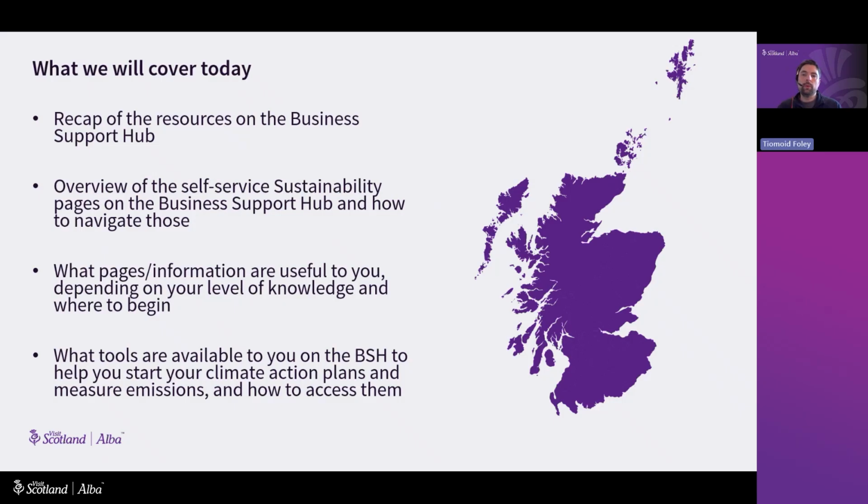What we will cover today is a recap of the Business Support Hub, leading on from our Part 1 webinar back in December, but we'll also go into that in a slight bit more detail, looking at an overview of the self-service sustainability pages on the Business Support Hub and how to navigate those better. What pages and information might be useful to you on there, depending on your knowledge and experience, and where to start with those as well. And we'll also cover what tools are available to you on there to help you in developing your climate action plans or measuring your emissions as well.